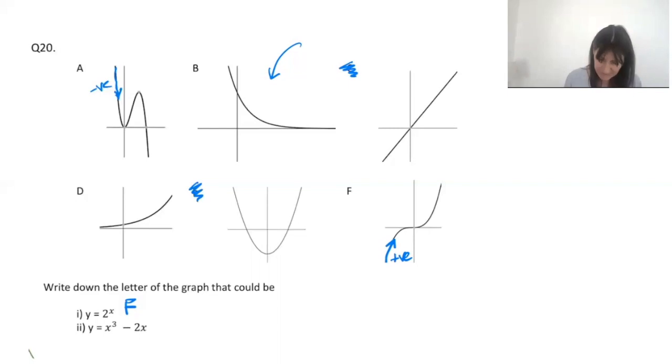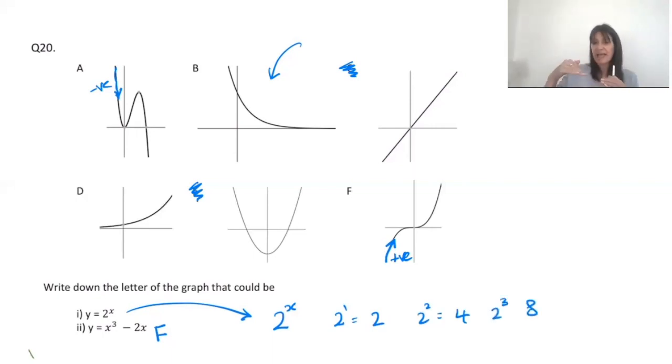Sorry, guys, I put my F in the wrong place. I've just realized. So let me sort that out. That F should be there. So I'm just going to talk you through this. 2 to the power of x. Well, 2 to the 1 is 2. 2 to the 2 is 4. 2 to the 3 is 8. And these numbers are just doubling. 8, 16, 32, 64. It's getting big really, really quickly. So D would be the correct graph for that one. All right, it is exponential.